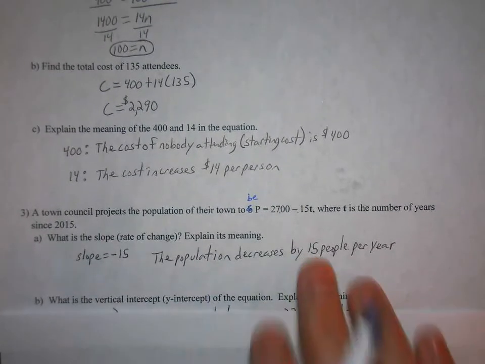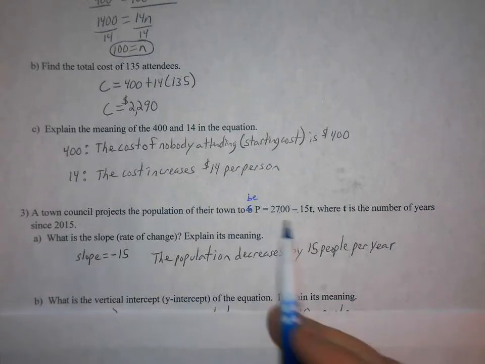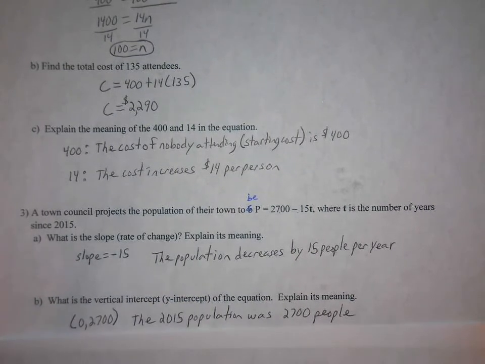And then in part B, the vertical intercept or the y-intercept or the starting value of the equation, that is your 2,700. So 0, 2,700, tells you the 2015 population was 2,700 people.